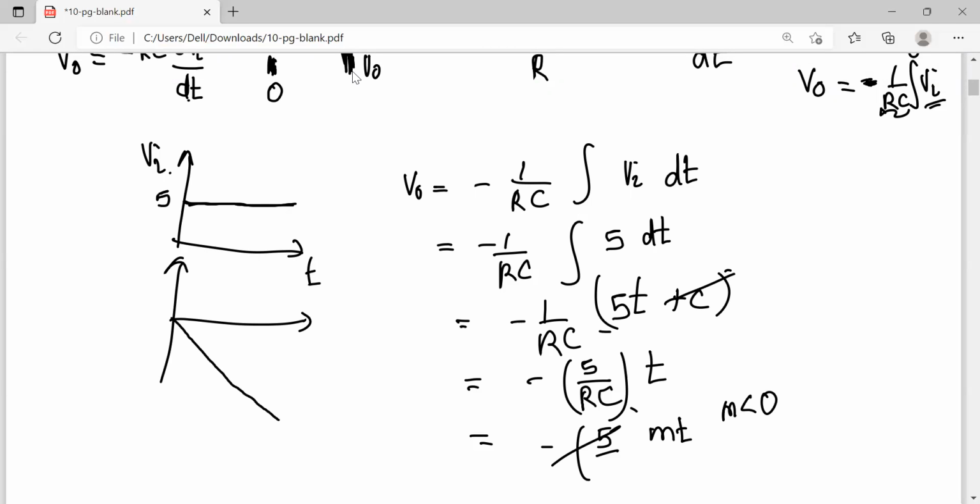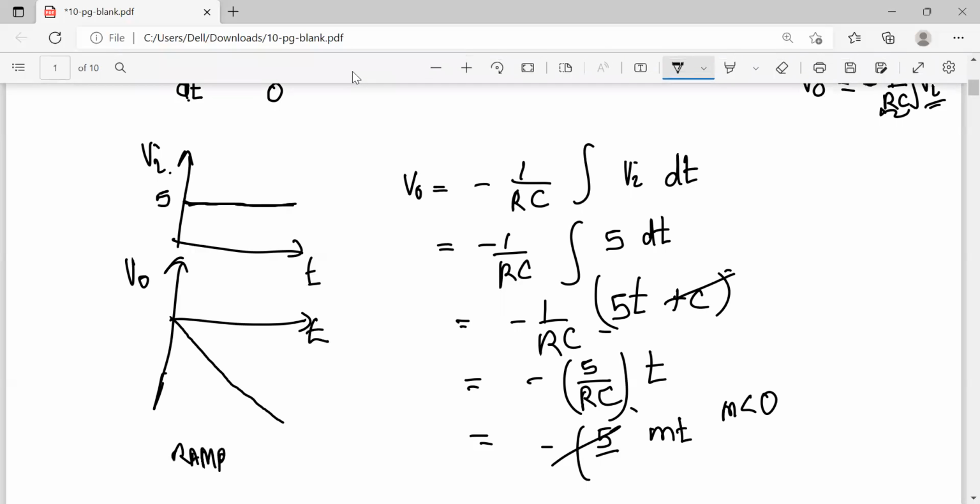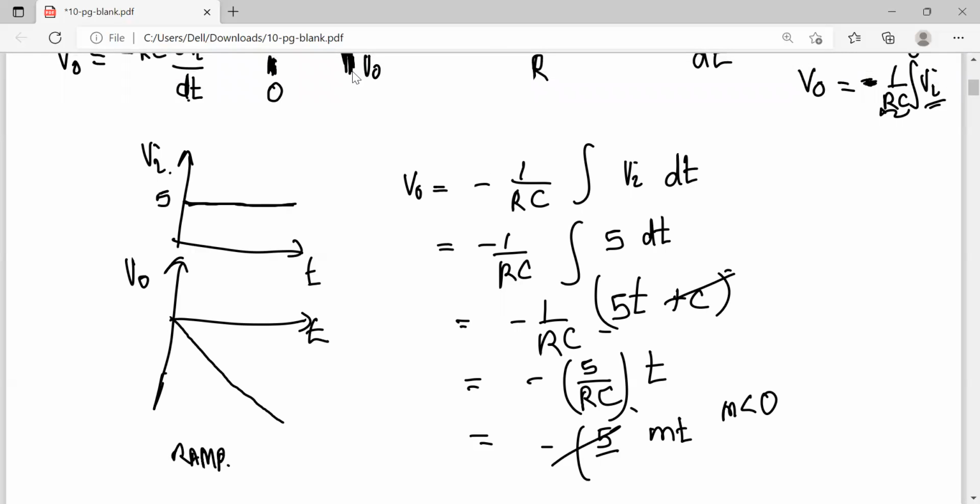So you are going to get an output signal like this. For this signal we give a new name: it's called a ramp. The meaning of ramp is that, in theoretical terms, the output voltage should increase up to infinity with respect to time. But in practice, it will always cut off at a certain limit.